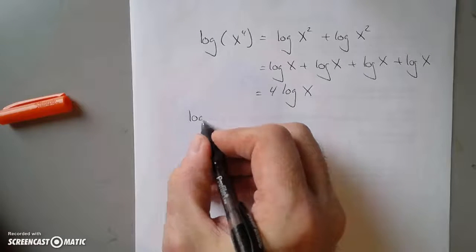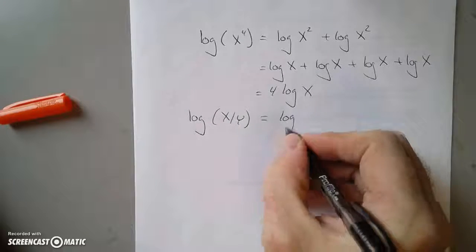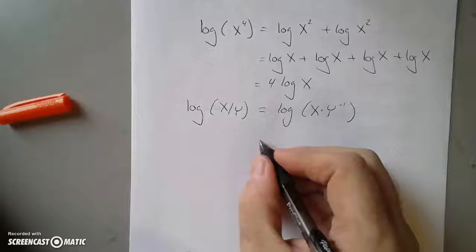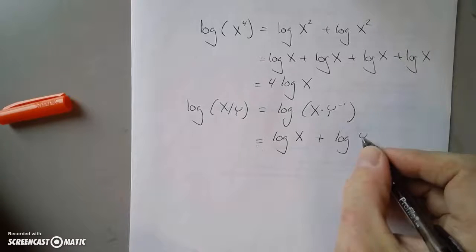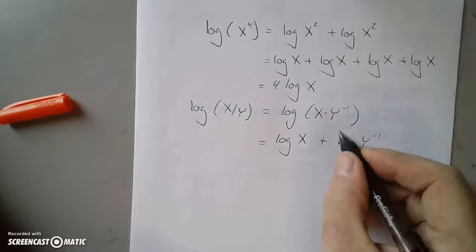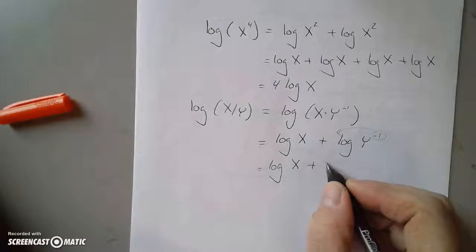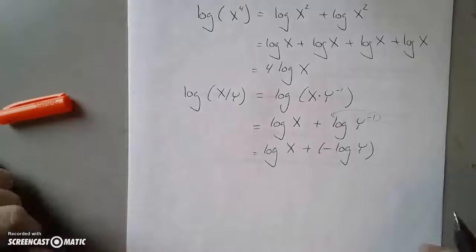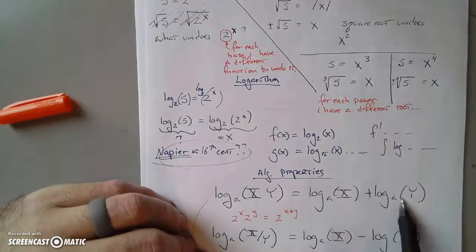And it's actually the same for division. If you have x divided by y, that's log of x times y to the minus 1, which is log of x plus log of y to the minus 1, which is log of x minus log of y. So the most important thing is this business here, that products go to sums.